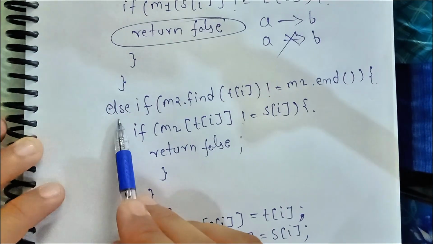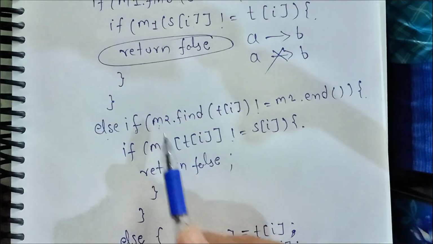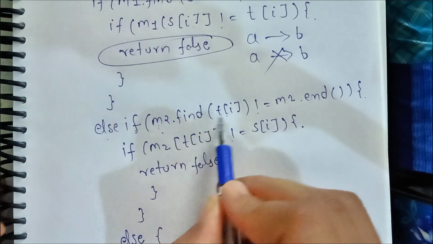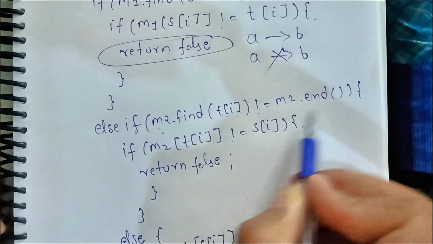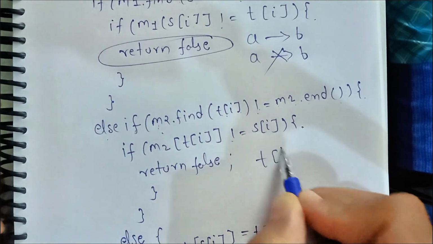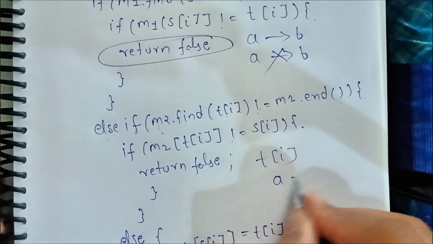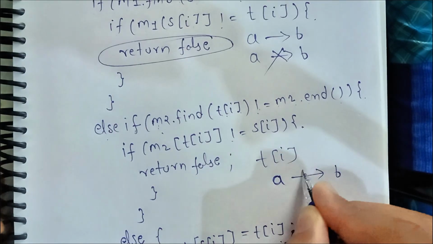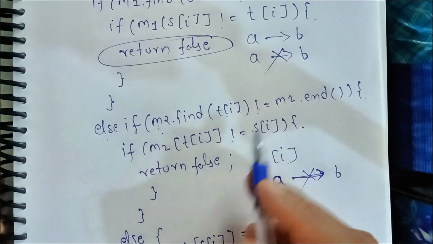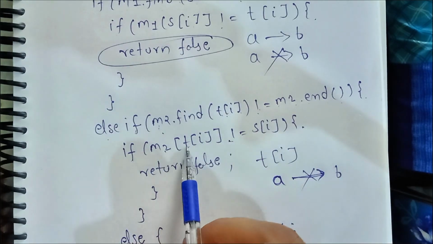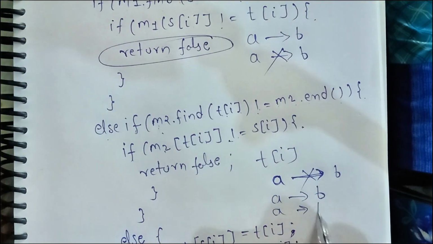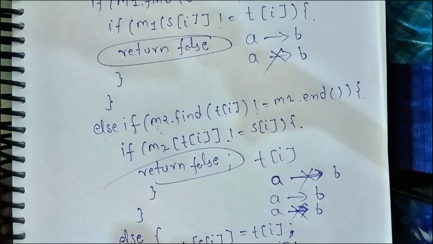Next we will check for else if. This will check the second hash map, which is m2. Here we will start from t[i]. If t[i] is not equal to m2.end, meaning any character is already mapped, then we will move inside. If m2[t[i]] is not equal to s[i], meaning if a maps to b, then there should be a maps to b again after that only. But if this is not possible, we will return false.